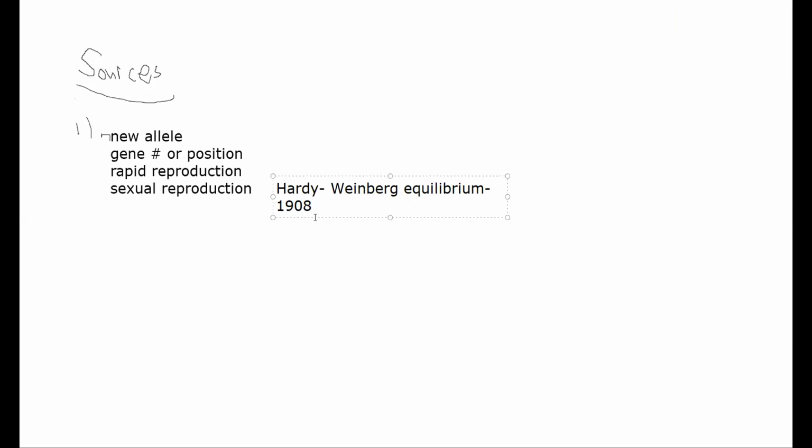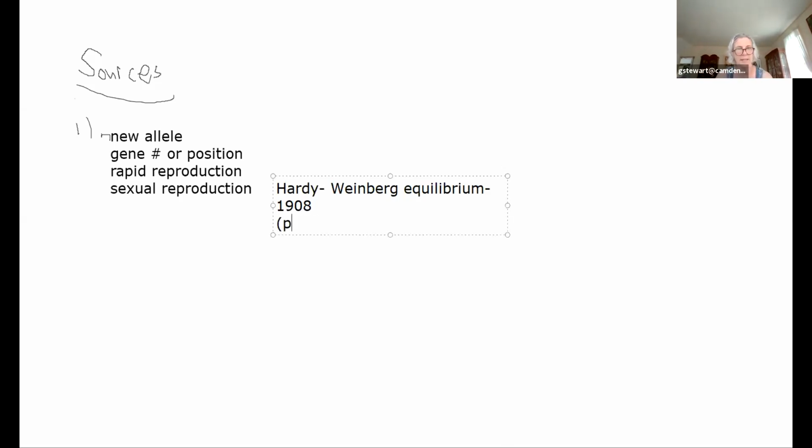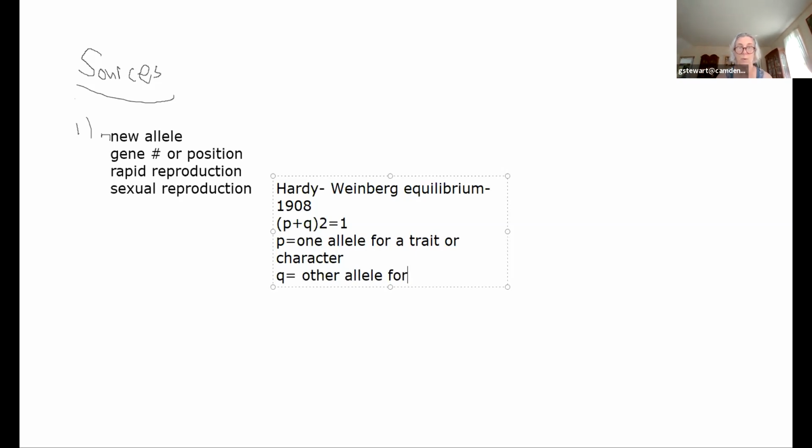So these 2 gentlemen developed a theory, a mathematical principle, we would call it, and it is (p + q)² = 1, where p is equal to 1 allele for a trait or a character, and q is equal to the other allele for that same trait.